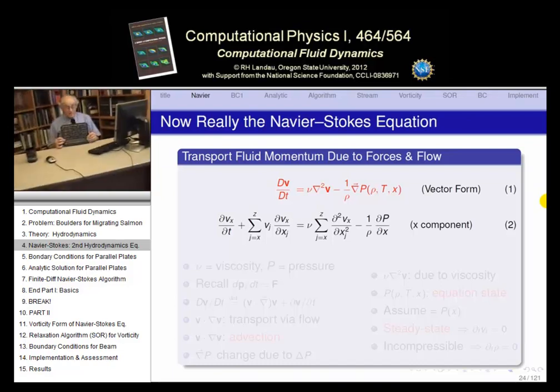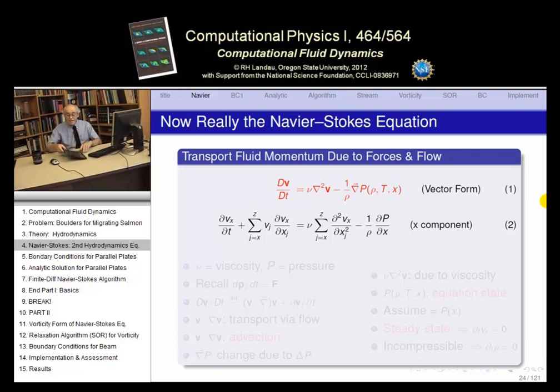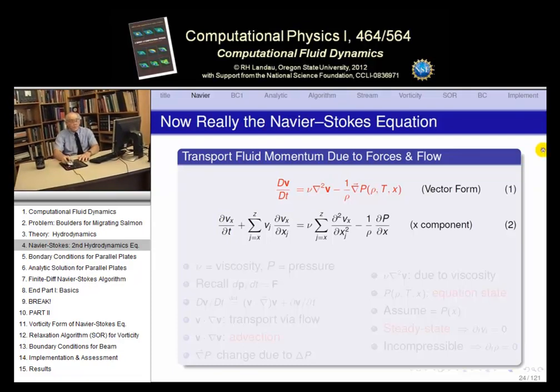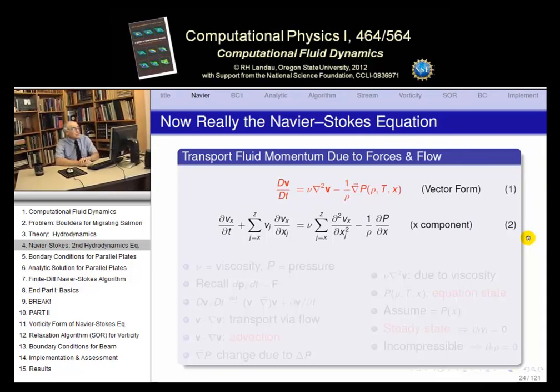So this is a grand challenge equation. It's a grand challenge problem. Obviously, these are not trivial problems to solve, and they're important. So equation 1, or equation 2, the Navier-Stokes equation. Nu is the viscosity, P is the pressure. How do you understand this equation?